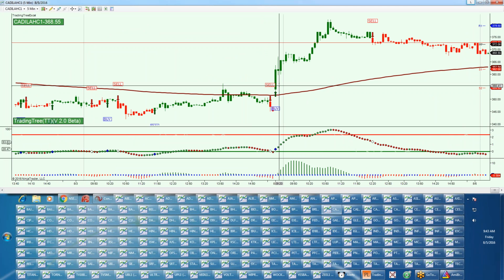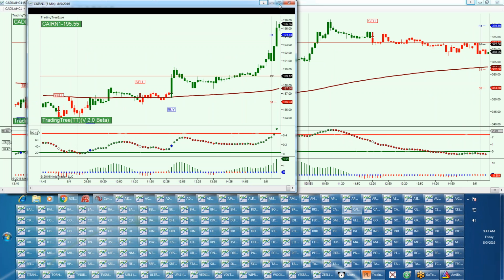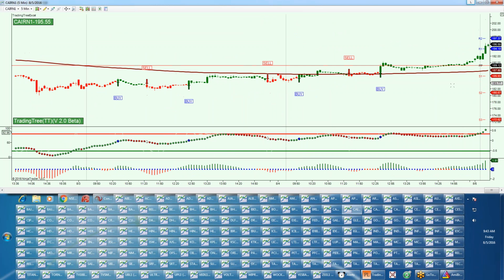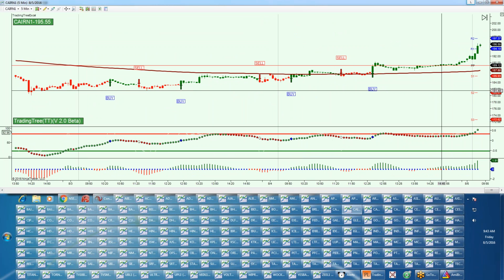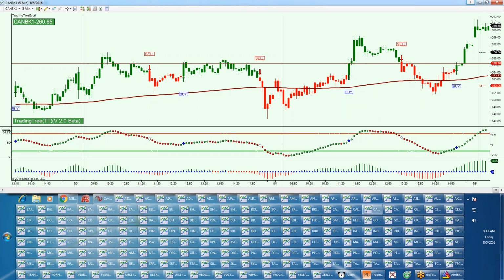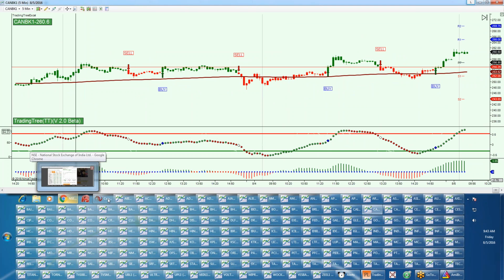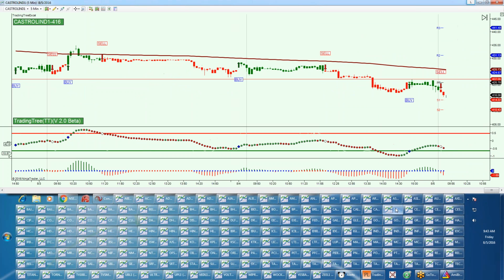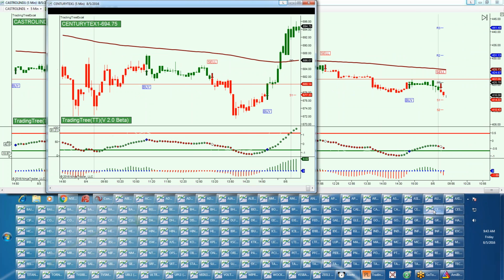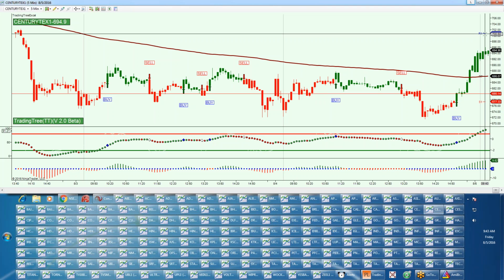Cadila was up by around 3 or 4% yesterday. So Ken, the next target is your R1, sorry R2, that is 197. Can Bank, you can hope for 265. Century, 700 will be your first target.